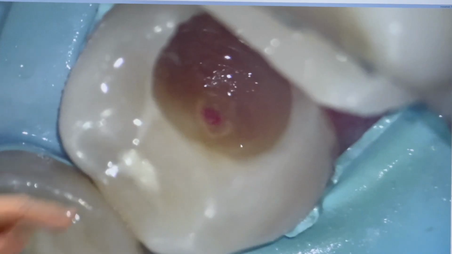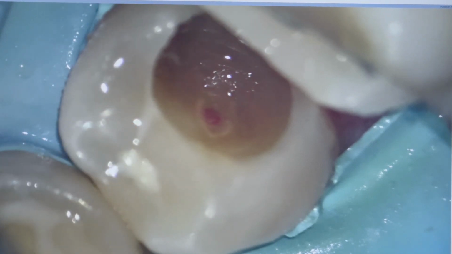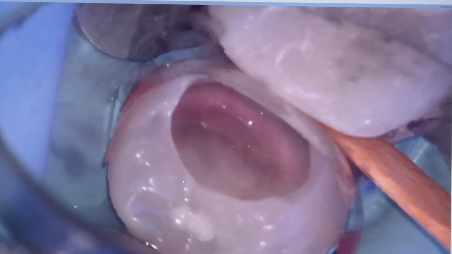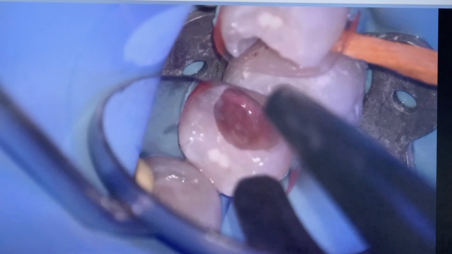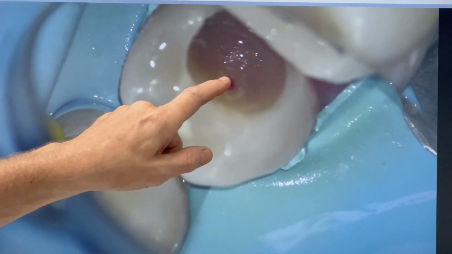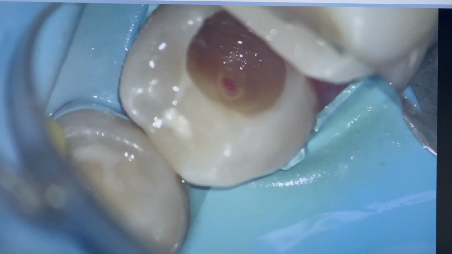And in this picture you can see a little red zone, and it's red because we colored this cavity with a red solution that shows you the demineralized dentin. And on that surface of the nerve there's a small tiny layer of demineralized dentin. If I take it away, then the nerve starts bleeding. So all the minerals went into the nerve.